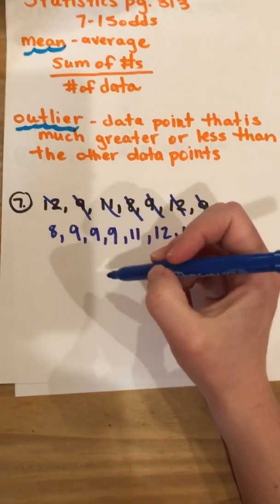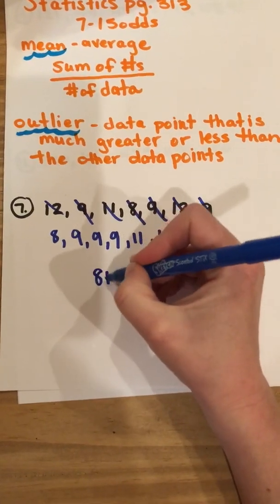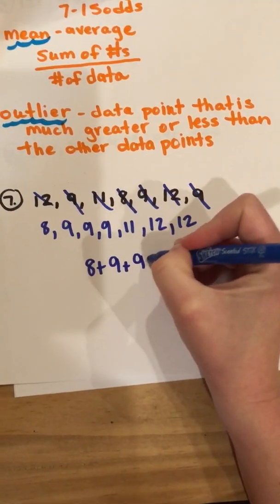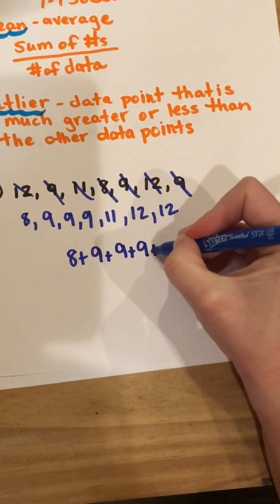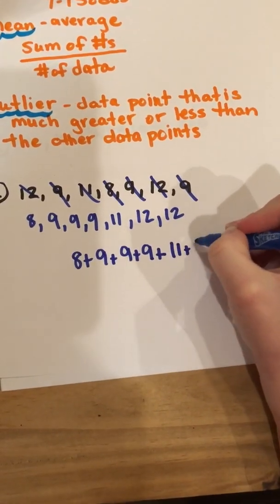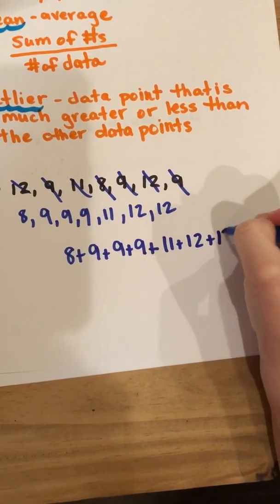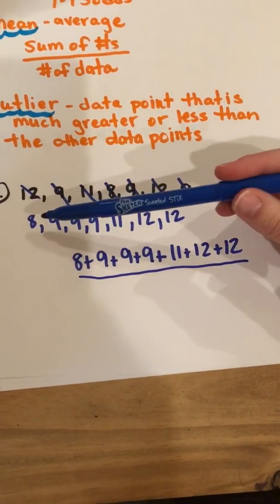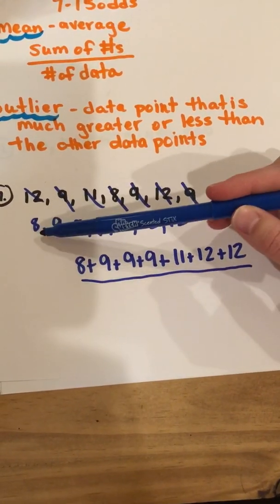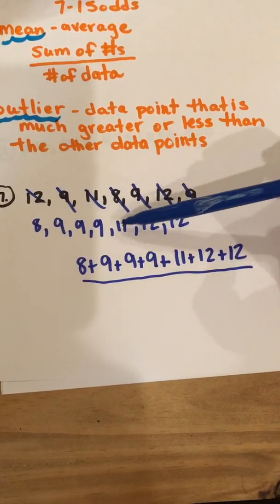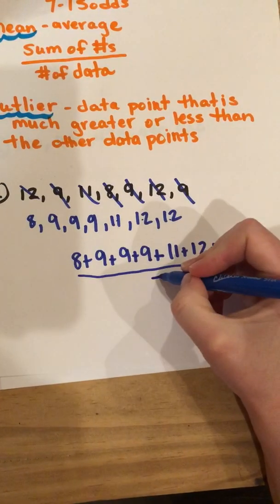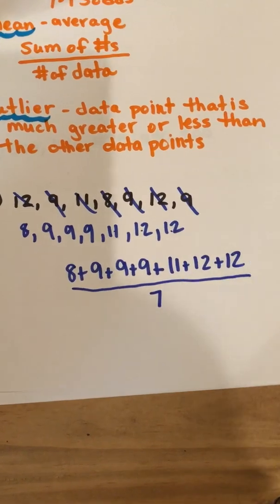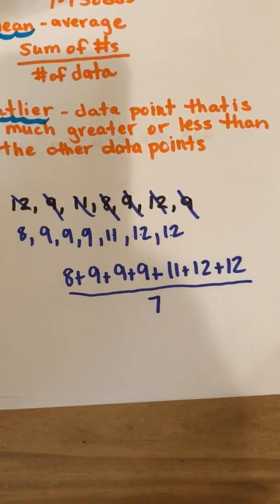So the sum of the data means I'm going to add all of these, and divide by the number of data. So I have 1, 2, 3, 4, 5, 6, 7. So I'm going to divide by 7. You can use a calculator.